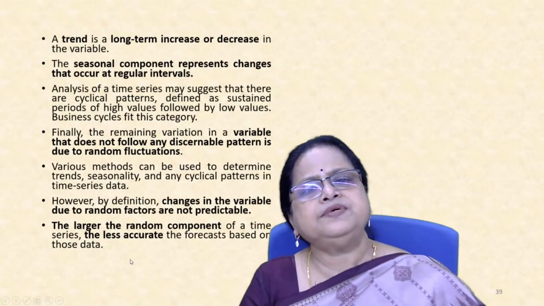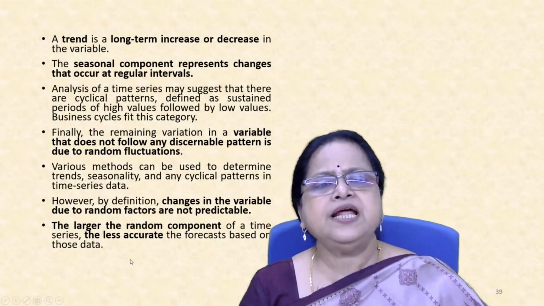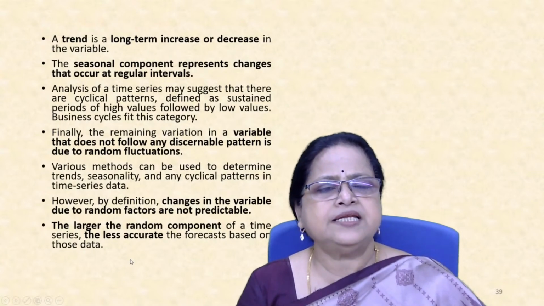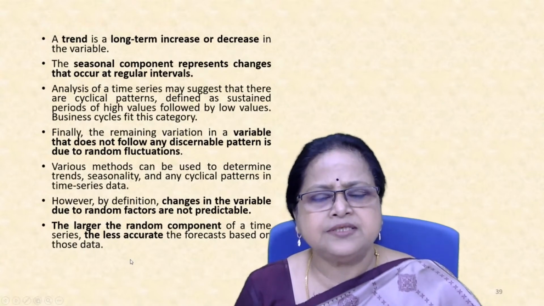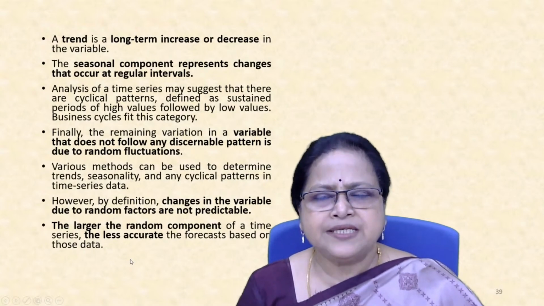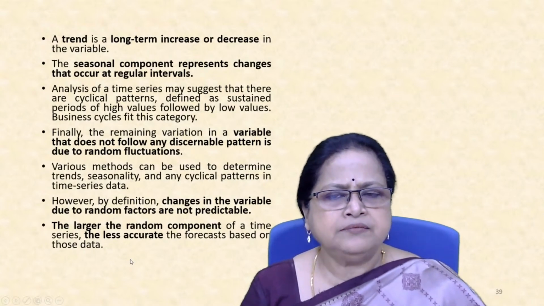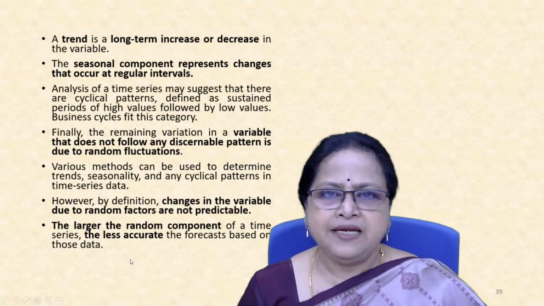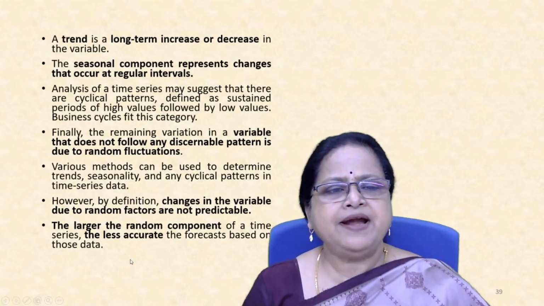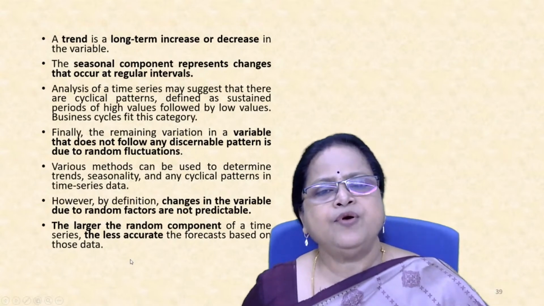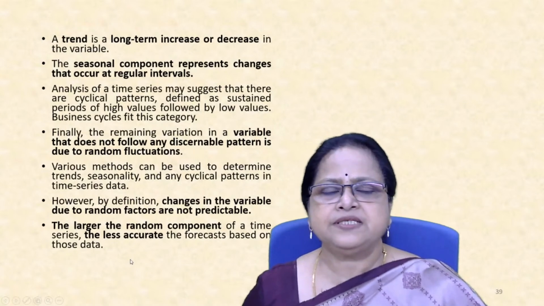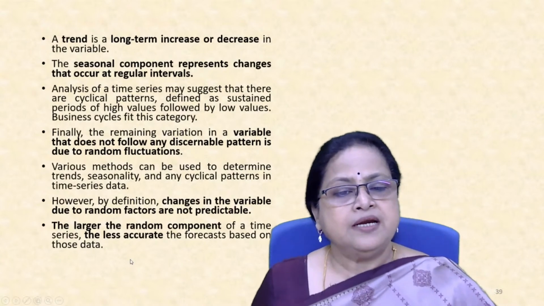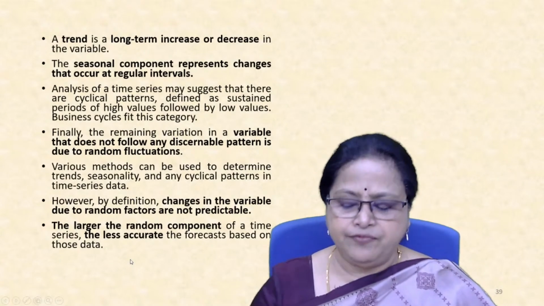A trend is a long-term increase or decrease in the variable. The seasonal component represents changes that occur at regular intervals. Like in the rainy season, there is a higher demand for umbrellas, or in summer, there is a higher demand for air conditioners. Analysis of a time series may also suggest cyclical patterns, such as business cycles, defined as sustained periods of high values followed by low values. Finally, the remaining variation in a variable that does not follow any discernible pattern is due to random fluctuations.